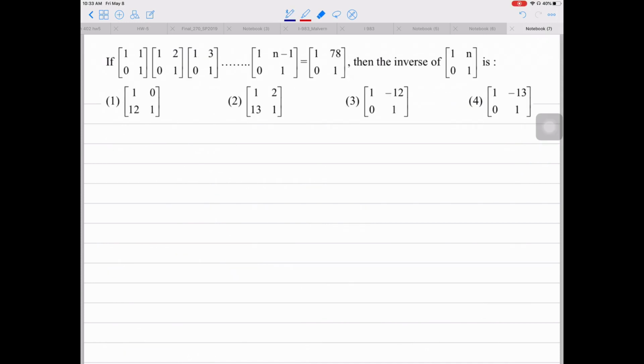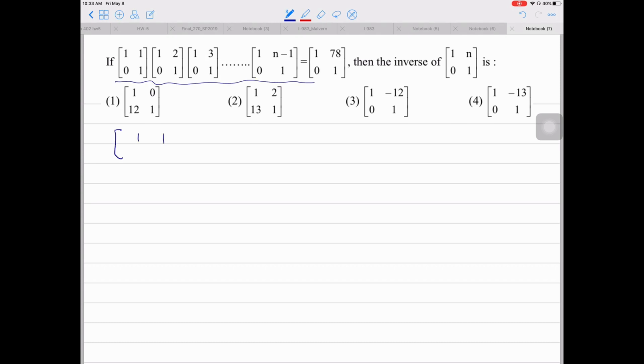If the product of the matrices [1 1; 0 1], [1 2; 0 1], [1 3; 0 1], and so on until [1 n-1; 0 1] is equal to [1 78; 0 1], then the inverse of the matrix [1 n; 0 1] is? So let's try to generalize this whole product and see what we get.